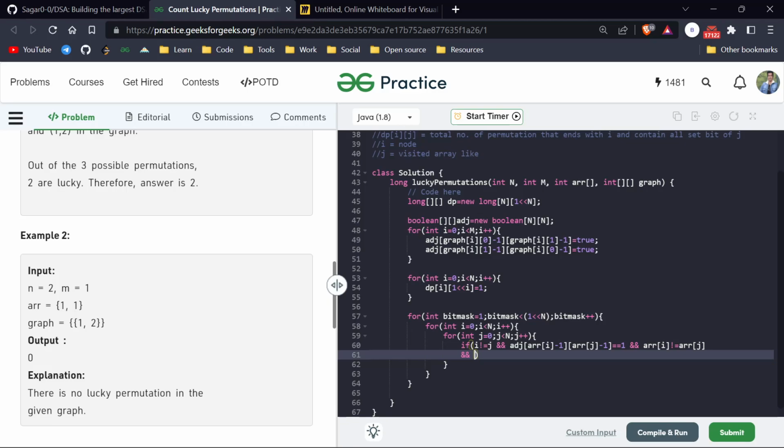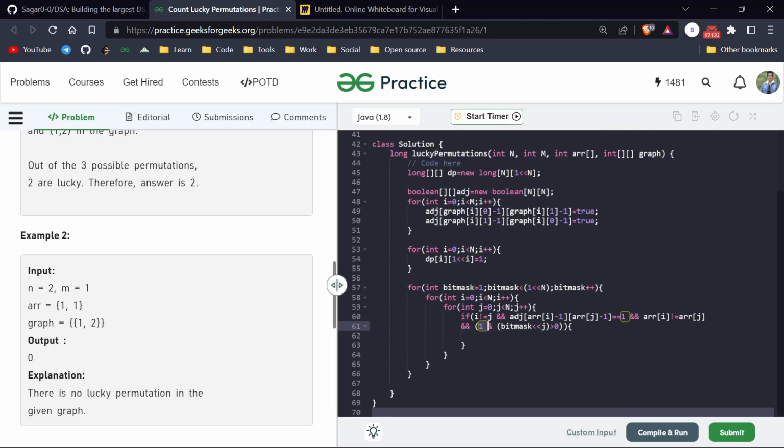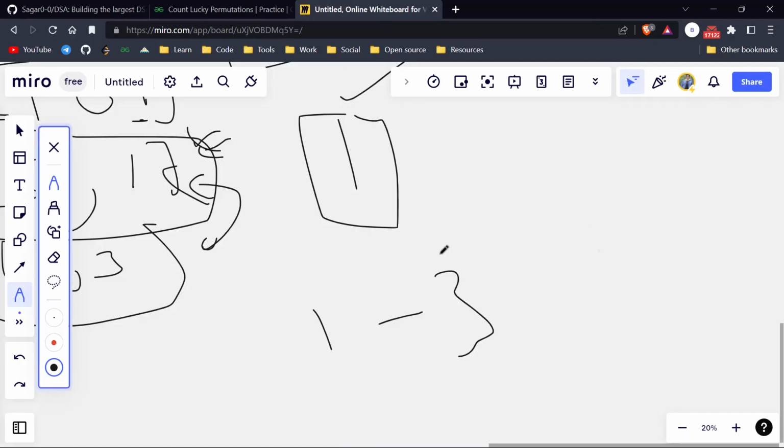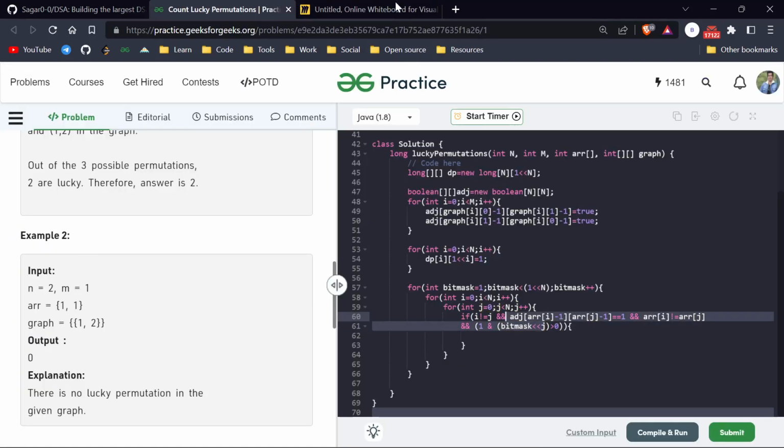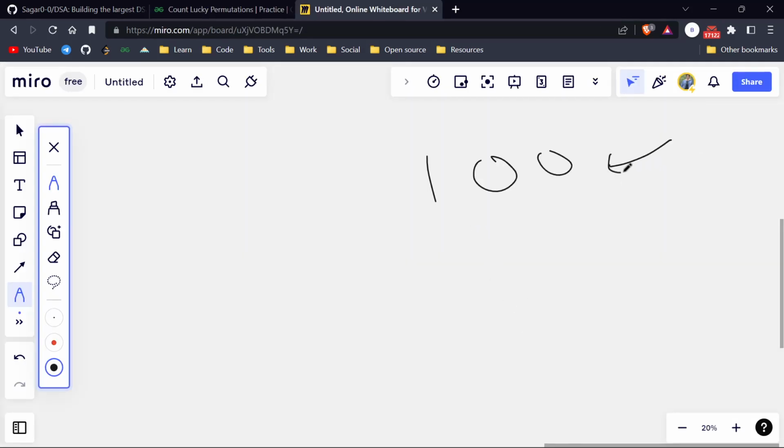That is, this should be a valid bit mask. A valid bit mask means that this value was previously not added. So that means 1 and our bit mask shifted j times is greater than 0. What does that mean? If you don't understand this bit mask thing, let me explain. 1 and bit mask shifted j times. We have some bit mask 100, and we are shifting it j times.